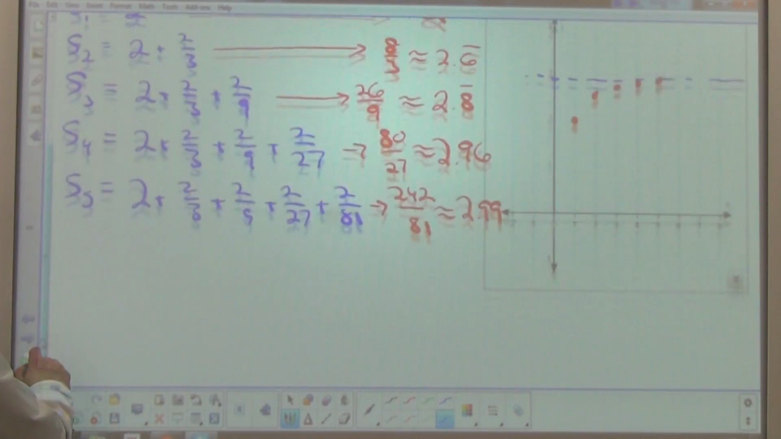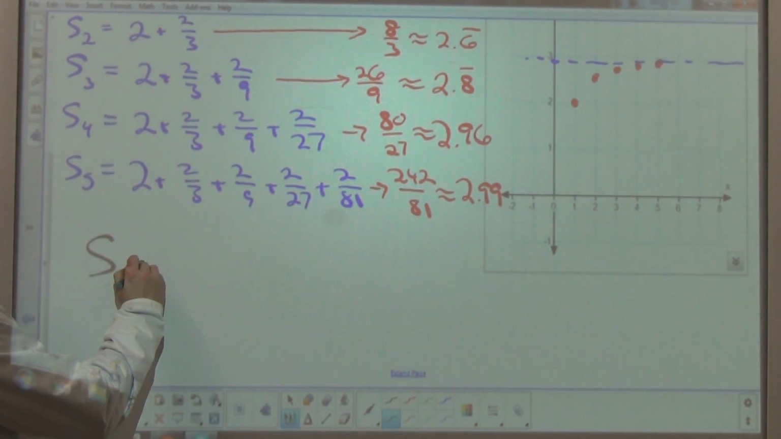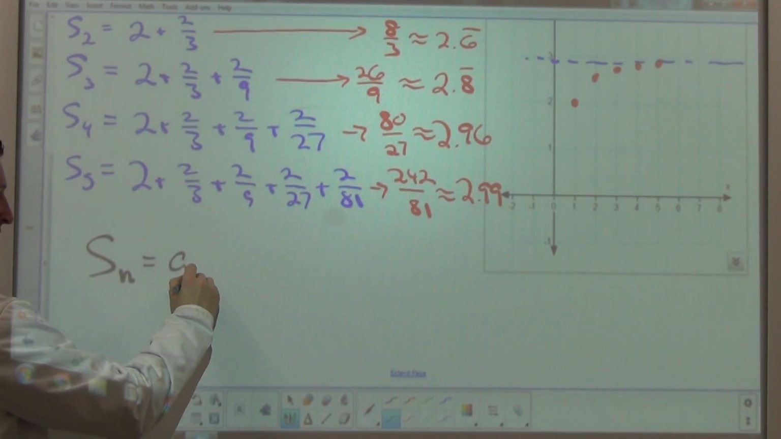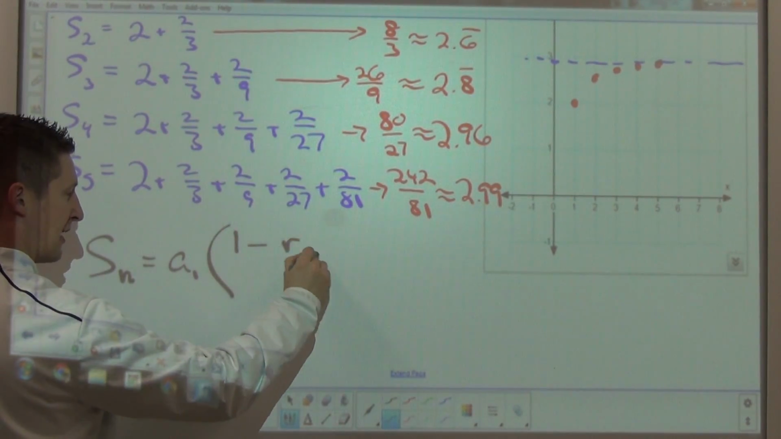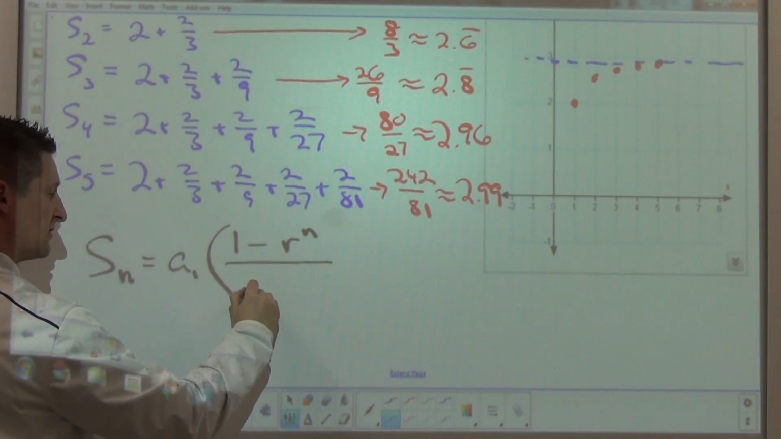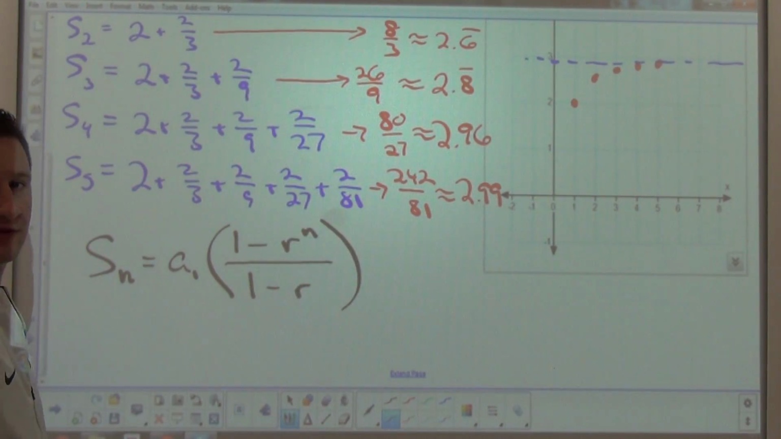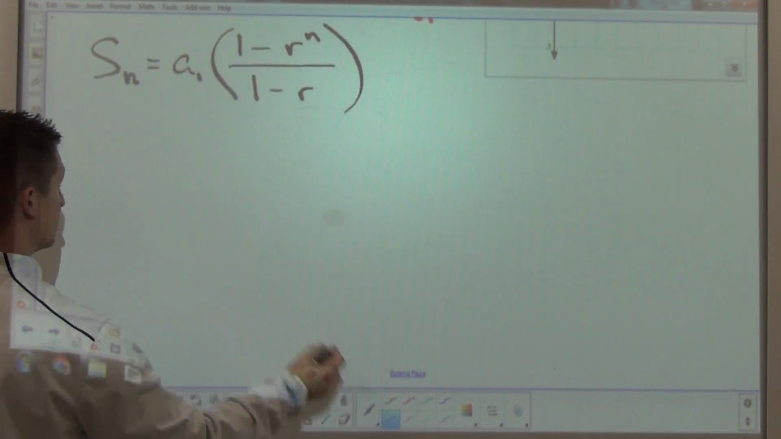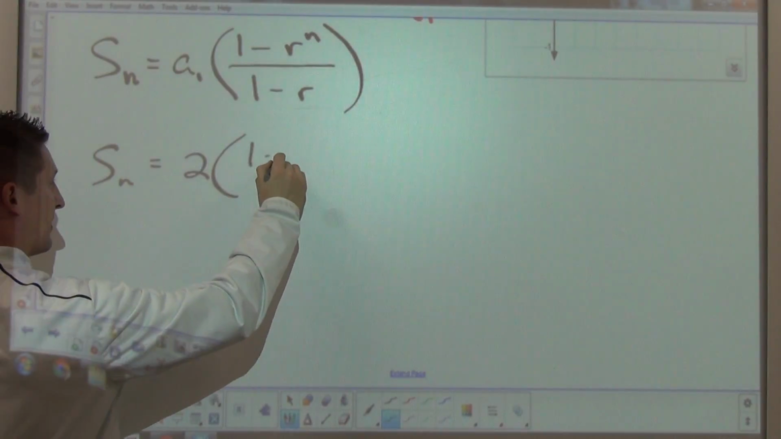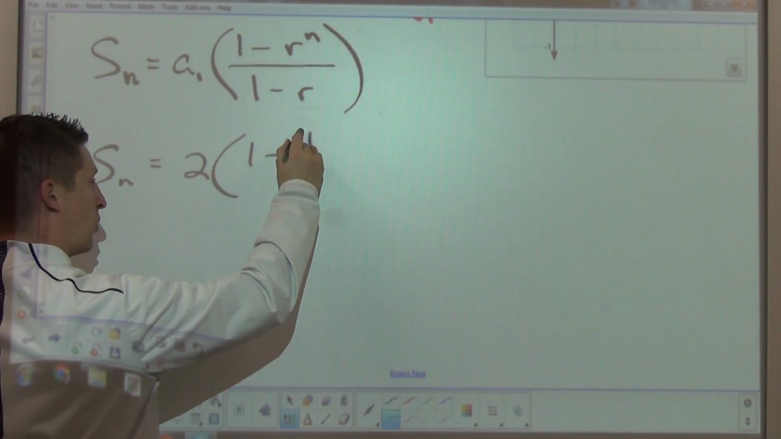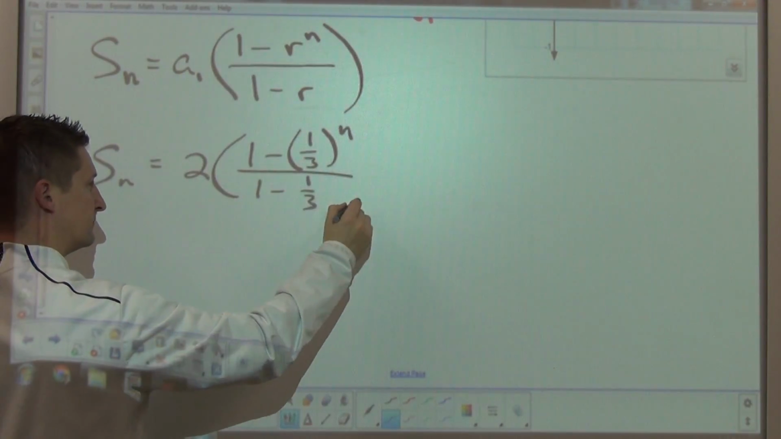Algebraically, here's what that process would look like. If I wanted to find the sum of n terms of a geometric series, the formula is this. You take the first term times 1 minus the common ratio raised to the nth power, divided by 1 minus r. Now in this case, if I want to find the sum of this infinite geometric series, things I know. I know that the first term is 2. I know that my common ratio is 1/3, so I take 1/3 to the nth power divided by 1 minus 1/3.